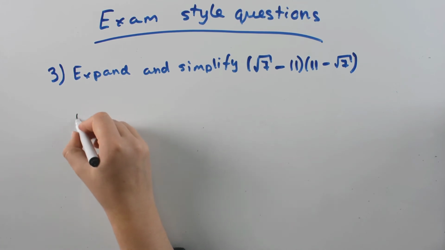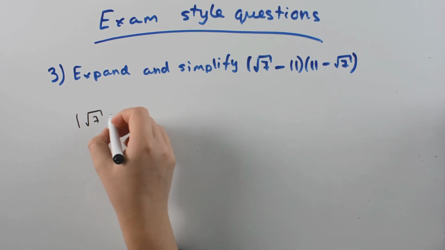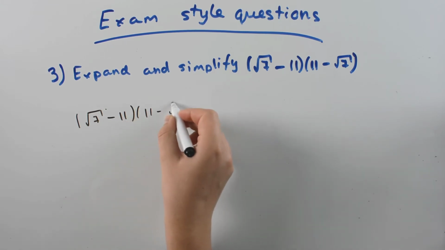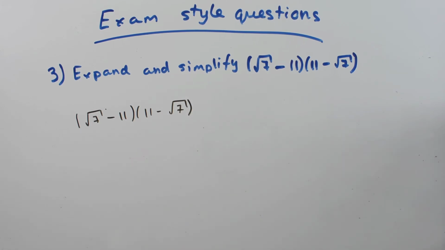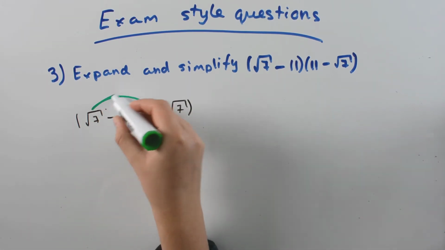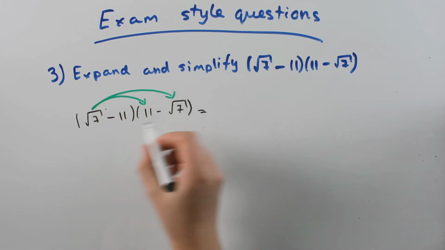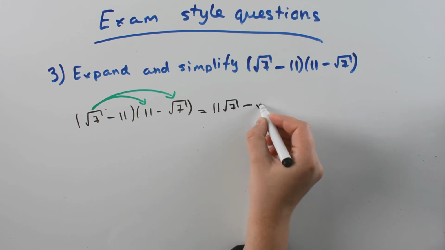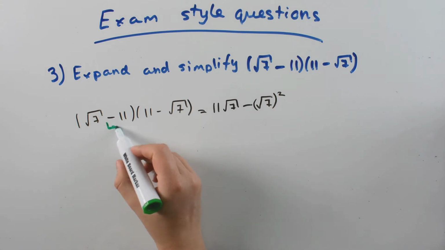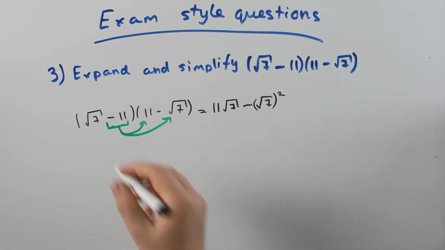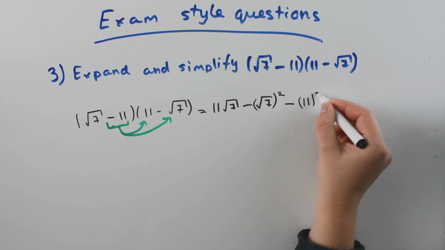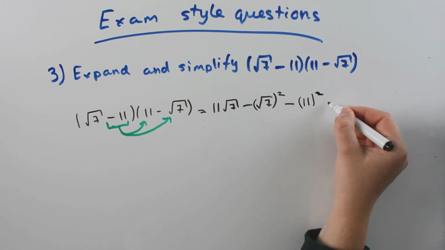Okay, now we have our question 3. In question 3 you will have to expand and simplify the brackets. So all you need to do is times every element of the first bracket by every element of the second bracket. So first of all, do square root of 7 times by 11 and square root of 7 times by minus square root of 7, which becomes 11 square root of 7 minus square root of 7 squared. And then we times minus 11 by the second bracket, so we will get minus 11 squared and then plus 11 square root of 7.